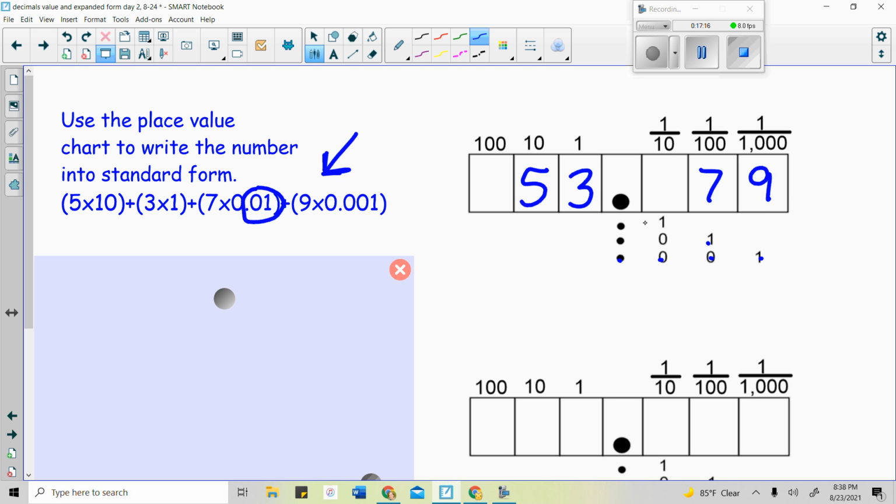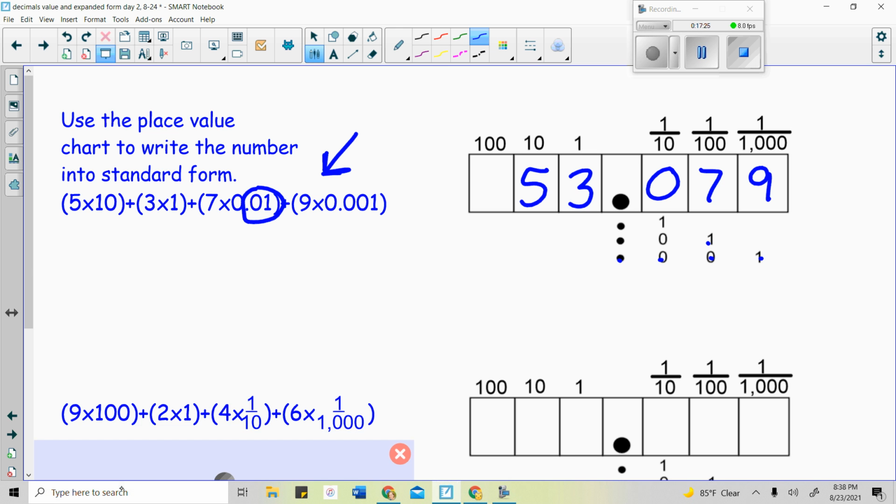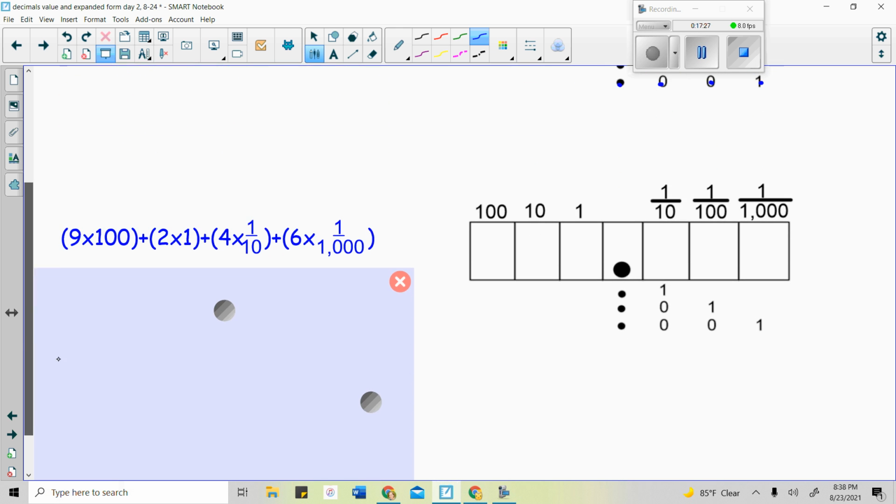Now, very important. We can't have empty spots in the middle. You can have empty spots on the end. No empty spots in the middle. So we fill zeros in as placeholders. Okay, so pause the video and see if you can do this next one on your own.